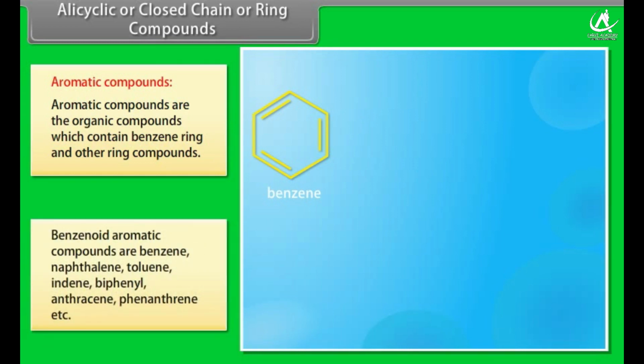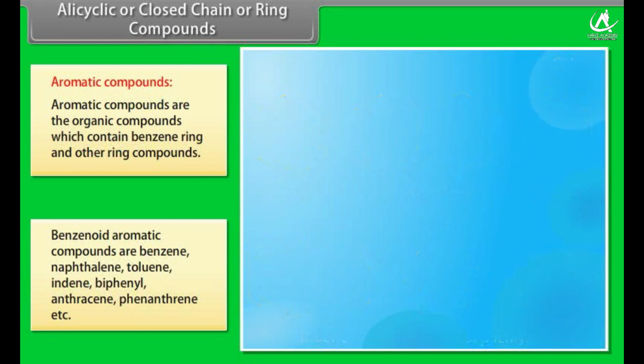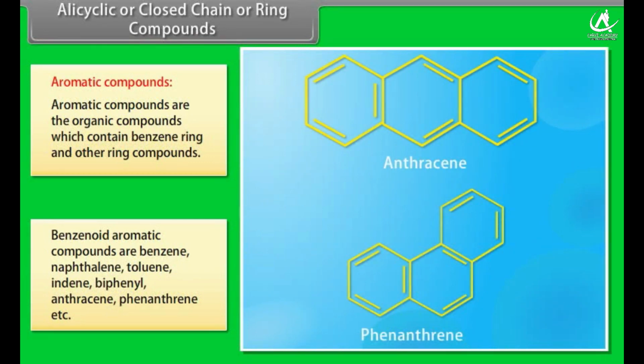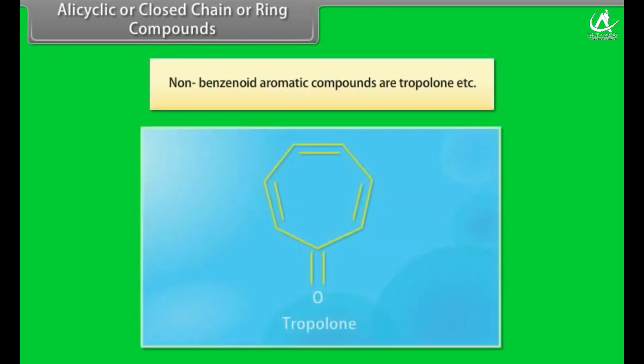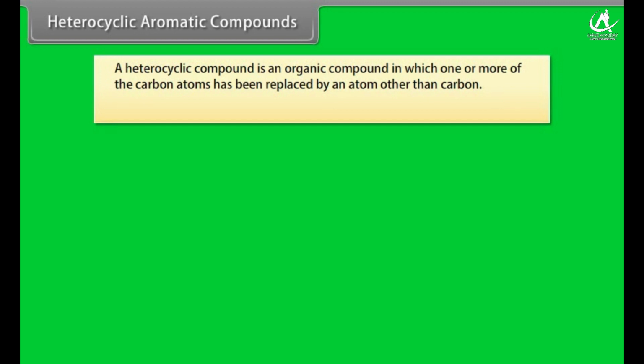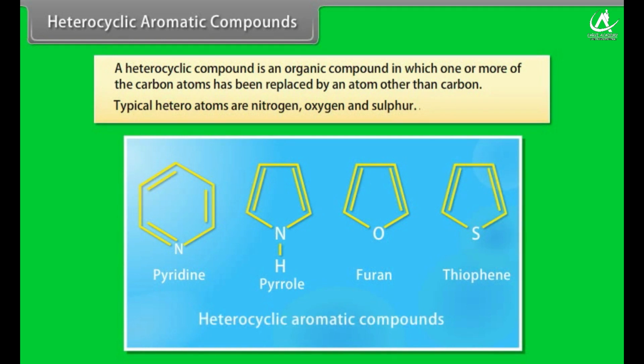Benzenoid aromatic compounds are benzene, naphthalene, toluene, indene, biphenyl, anthracene, phenanthrene, etc. Non-benzenoid aromatic compounds are tropylium, etc. Heterocyclic aromatic compounds. A heterocyclic compound is an organic compound in which one or more of the carbon atoms have been replaced by an atom other than carbon. Typical heteroatoms are nitrogen, oxygen and sulfur.